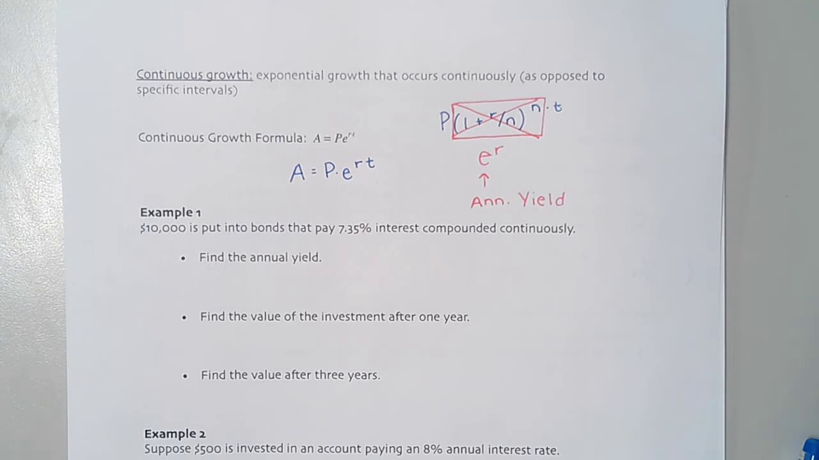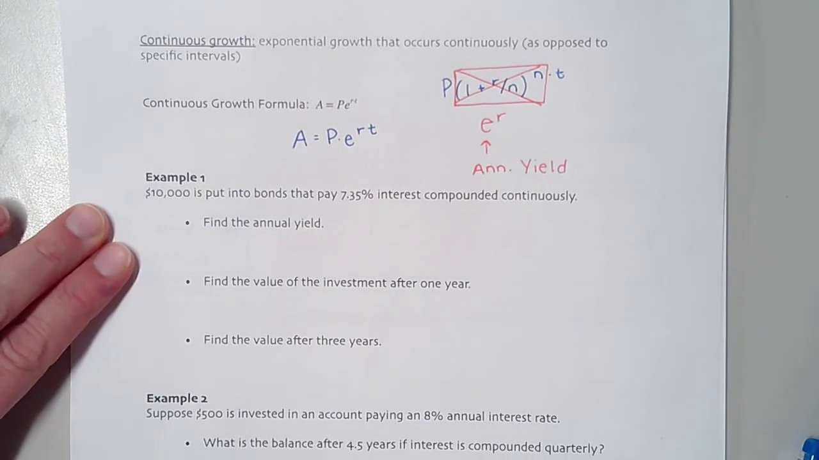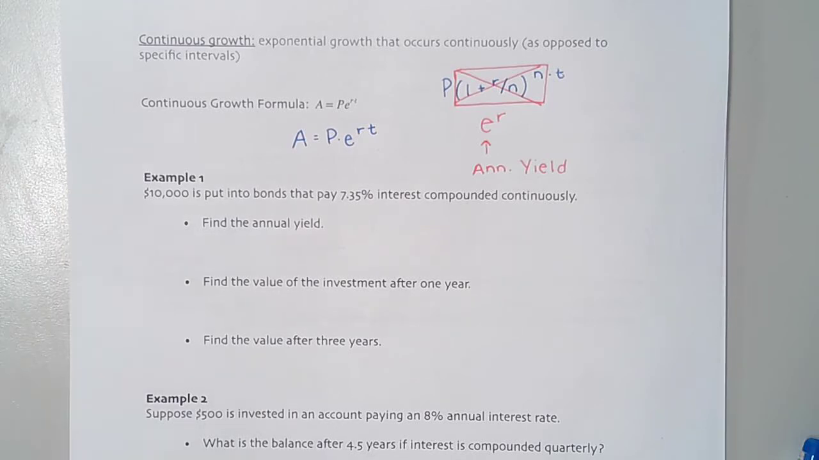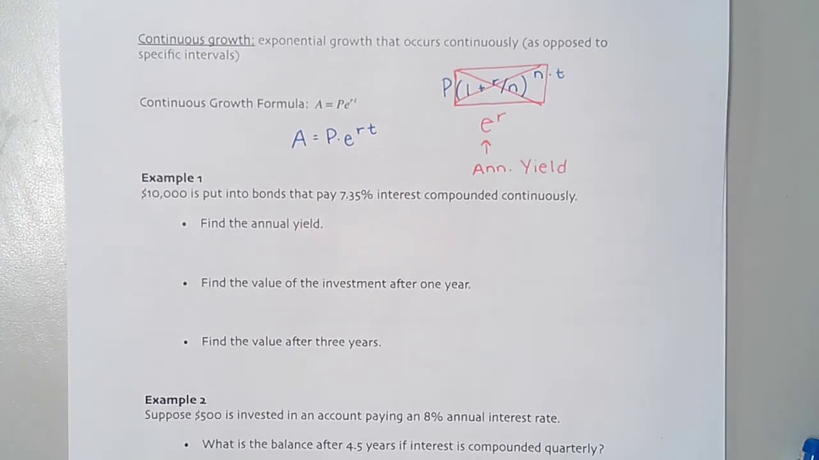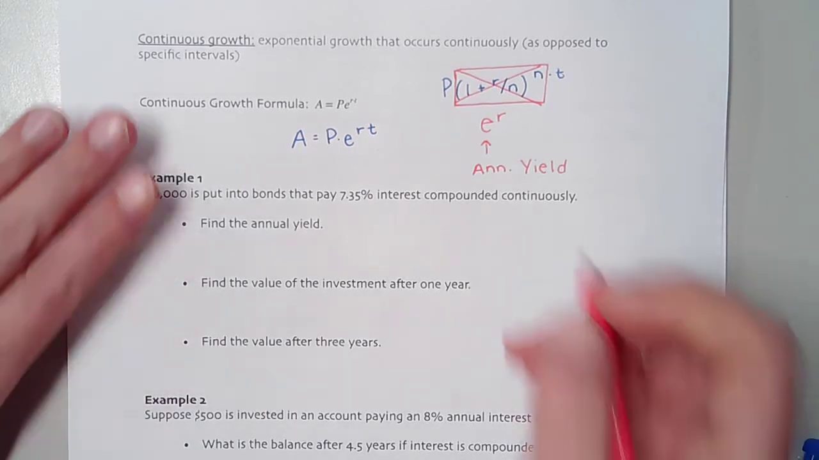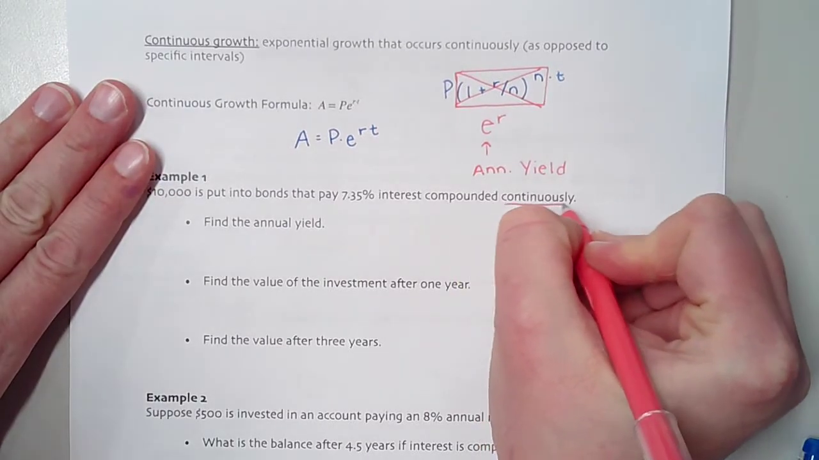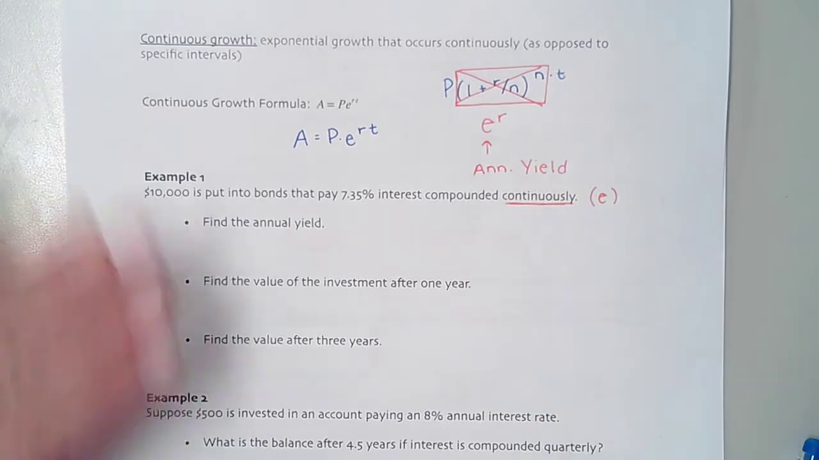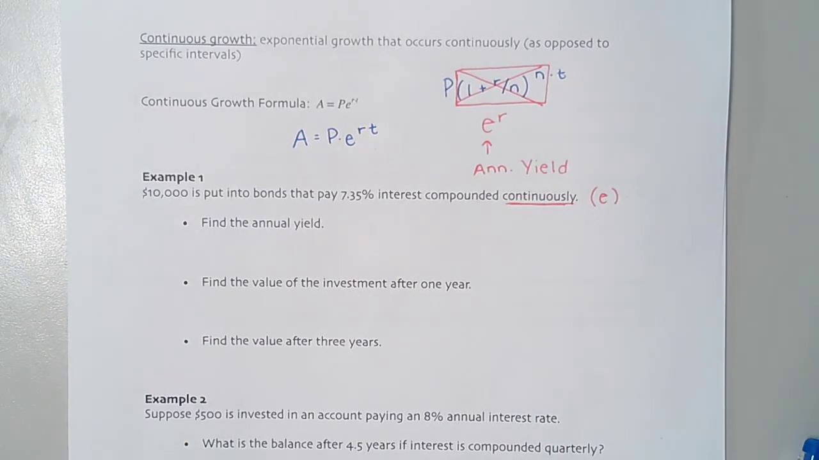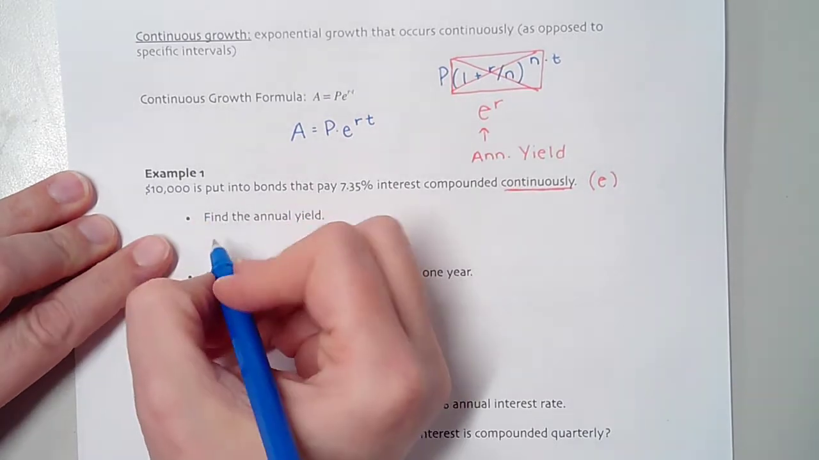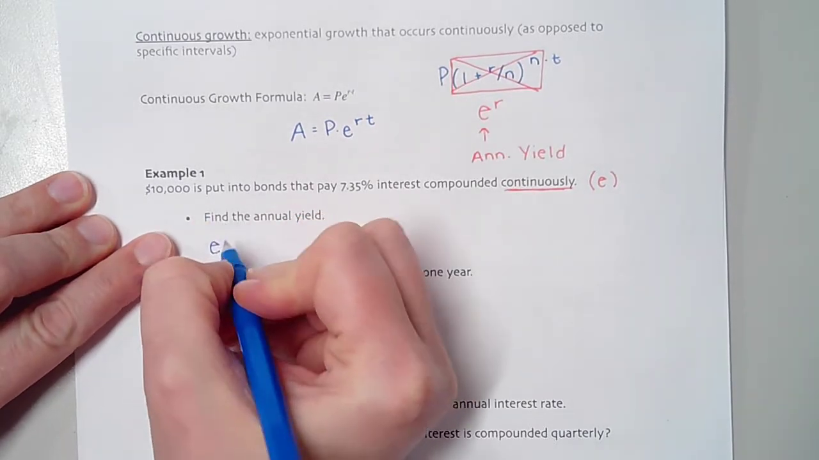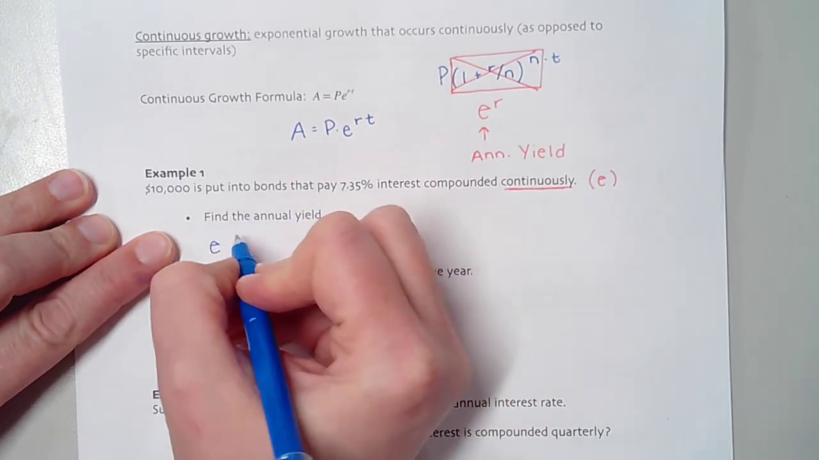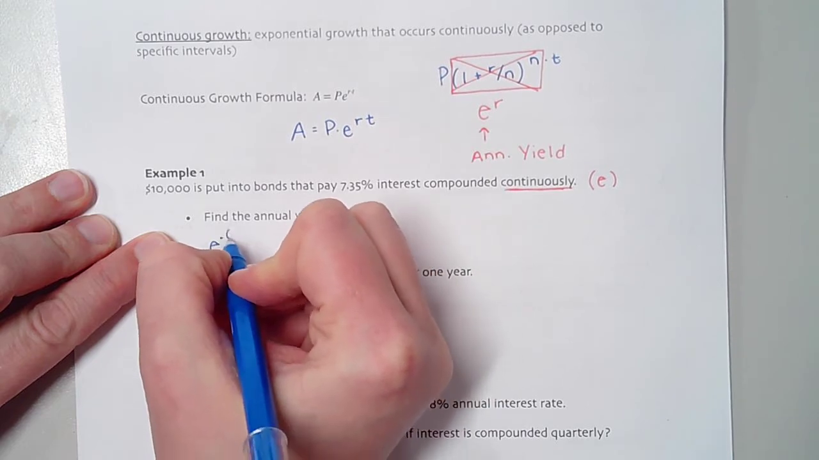So I point that out because I see in the first example that's what we're being asked to do. We've got $10,000 put into bonds, we've got an interest rate, and we're compounding continuously. This word here is going to be important. Continuously means I'm using e, okay, because that means that that n value is running off into infinity. So for the annual yield, I'm just going to do e to the power of r, so that's 0.0735.